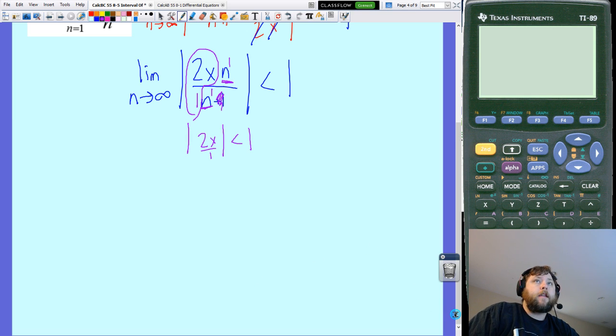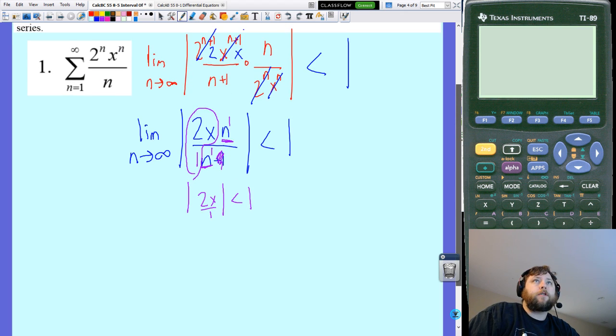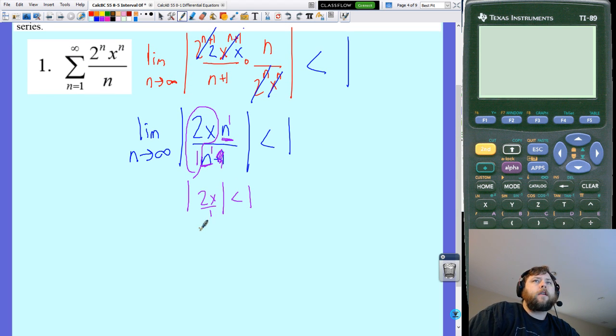Okay. Now, the goal is to solve for x when we're doing this. So what I'm going to do, I went down too far. I'm going to write this again as 2x is less than 1.